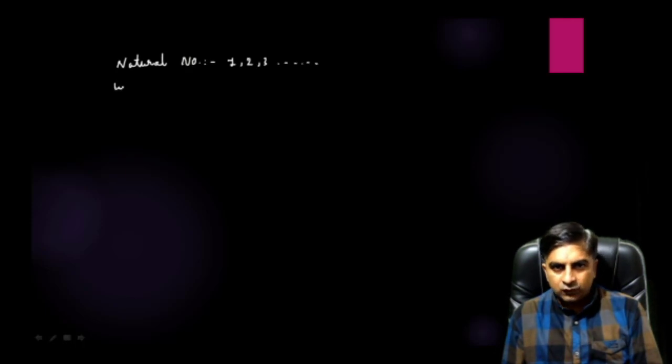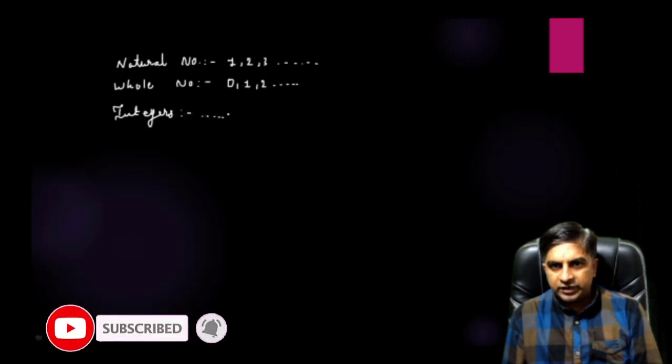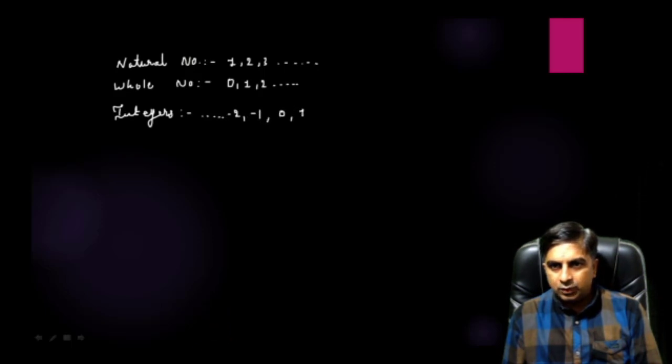From the basics, let us start with natural numbers. Natural numbers are the numbers starting from 1, 2, 3 up to infinity. What are whole numbers? Numbers starting from 0, 1, 2 up to infinity are all whole numbers. What are integers? All the negative numbers from -infinity to -2, -1, then 0, and all the positive numbers together form the integers.